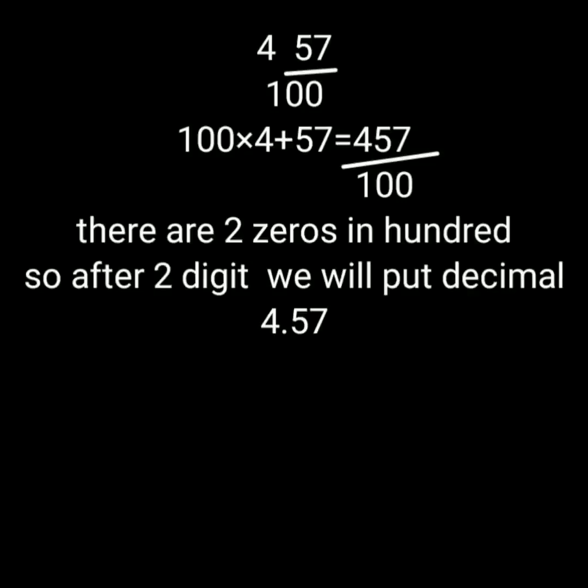457 upon 100. Students, the basic way to understand how to put the decimal: you can see that the denominator is 100. In 100 there are 2 zeros. So in the numerator, after 2 digits from the ones and tens, you will put the decimal. So our answer comes to 4.57. Let us see one more question.